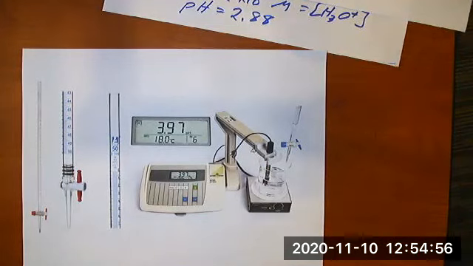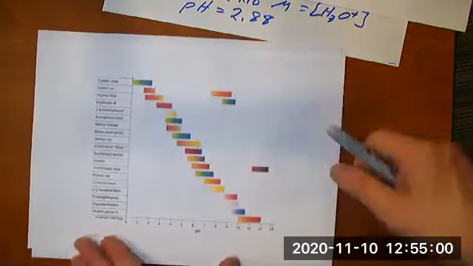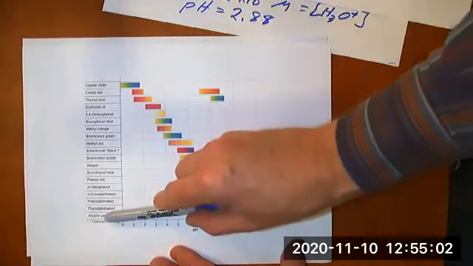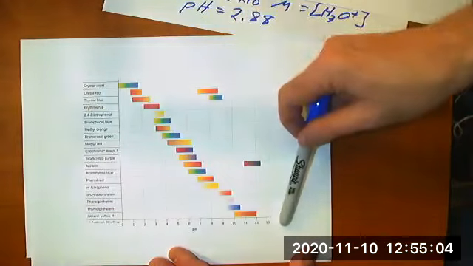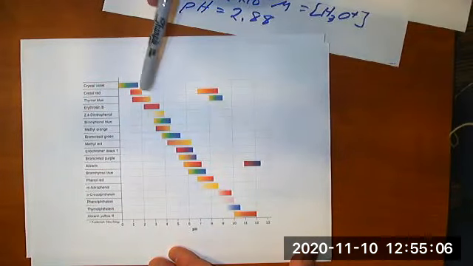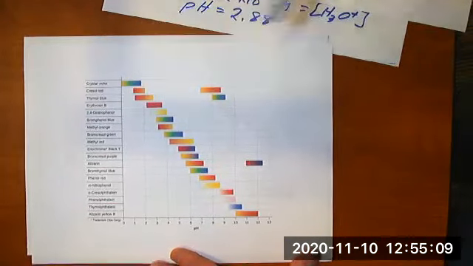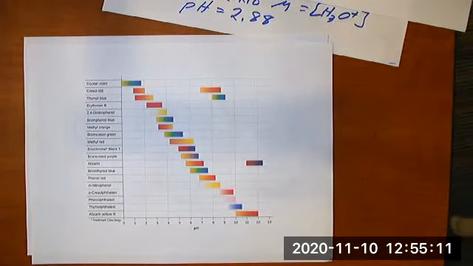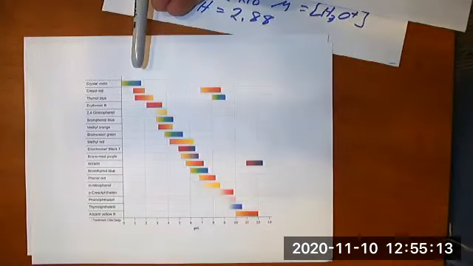changing rapidly. And there are a bunch of compounds. We have a list of compounds over here on the left. We have pH along the bottom, and you see these colored bars. Those are illustrating the color of the compound at different pH ranges.